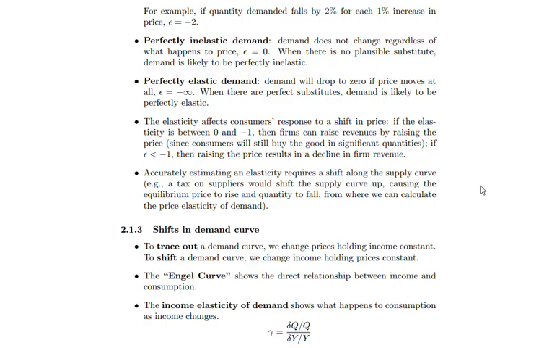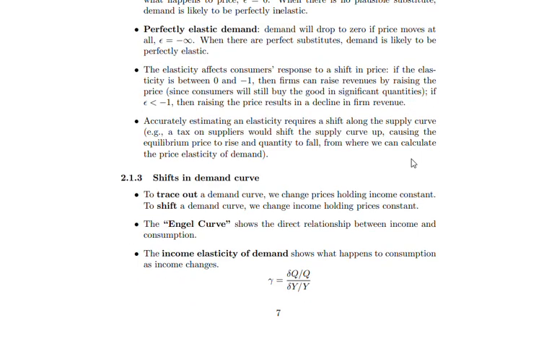If the elasticity is between 0 and minus 1, then firms can raise revenues by raising the price, since consumers will still buy the goods in significant quantities. If epsilon is less than minus 1, then raising the price results in a decline in firms' revenue.